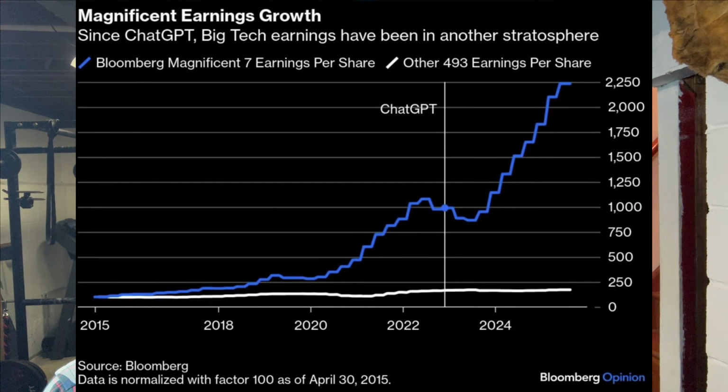This compares the earnings per share of the Mag 7, which is the Apple, Microsoft, Google, Amazon, Teslas of the world, and it shows the other 493. So you see the other 493 in the white are just flat. And after ChatGPT, they have the little boom here. But the Mag 7 is the only ones really returning all the gains for the S&P 500.